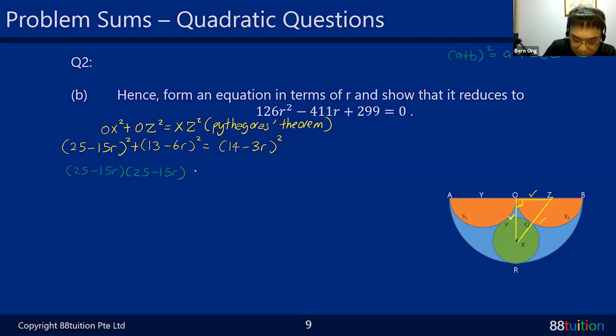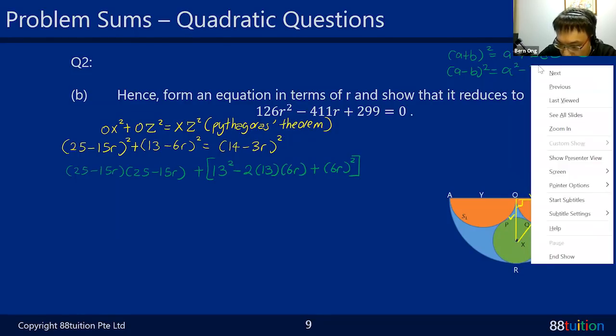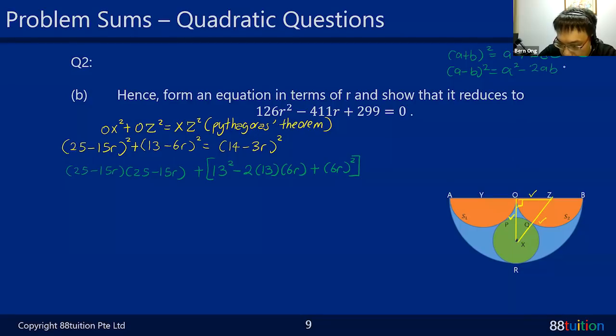Down here, 13 minus 6R, I will use my algebraic rule. So 13 minus 6R squared is 13 squared minus 2 times 13 times 6R plus 6R squared. It's like A squared minus 2AB plus B squared. Let me write at the corner for you: A squared minus 2AB plus B squared. This is your algebraic rule number 2.